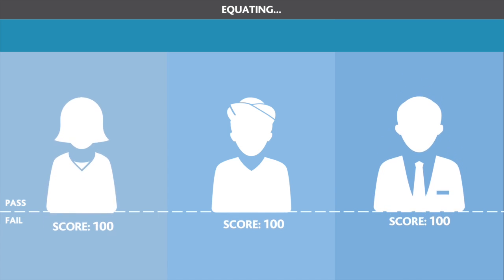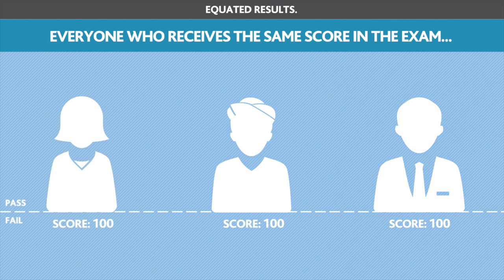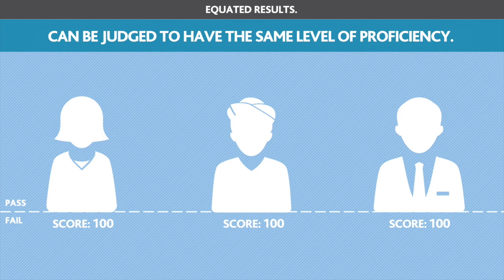Once results have been equated, students can be confident that everyone who receives the same score in the exam can be judged to have the same level of proficiency. Being able to confidently compare performance in exams is useful for students being able to understand how they performed, and for others, such as employers, who may also be interested in the score achieved. Your score cannot be converted back to percentage-based scores due to the equating process used to reach the scaled score. For information on the equating methodology, please visit our results page on CIMA Connect.